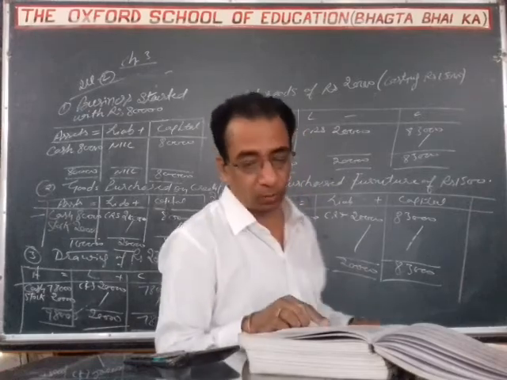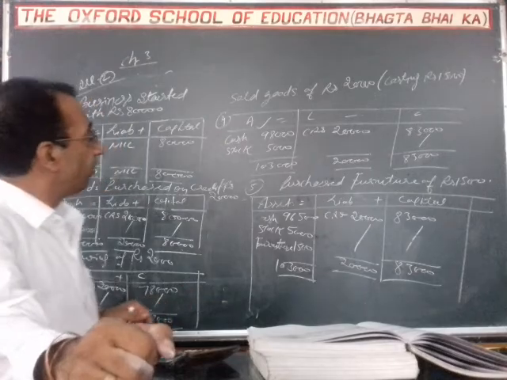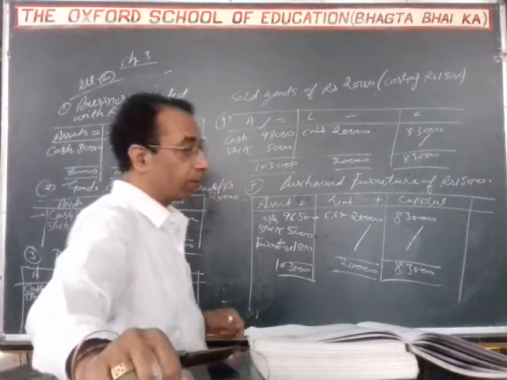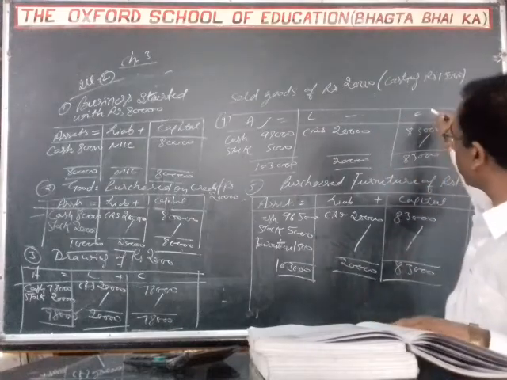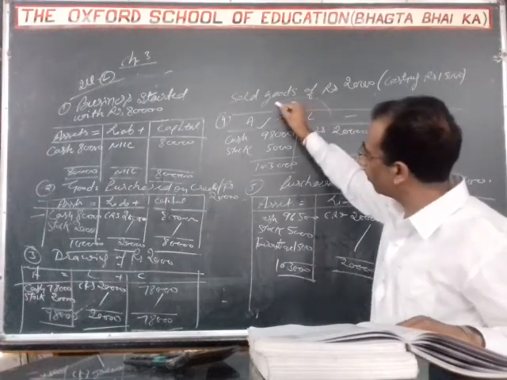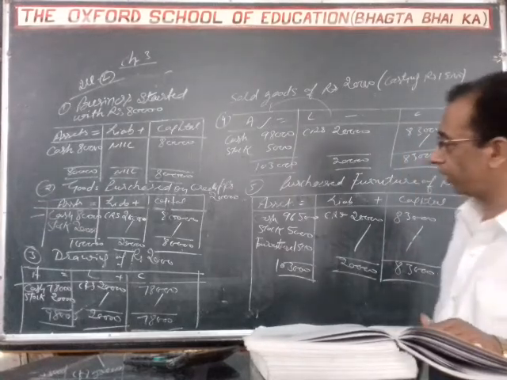So this is the way of preparing the accounting equation, right? In every transaction you need to prepare the table of assets, liabilities and capital, and to calculate the capital, liability will always be subtracted from the assets. I hope you all understand well.